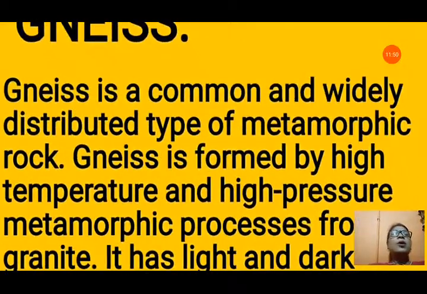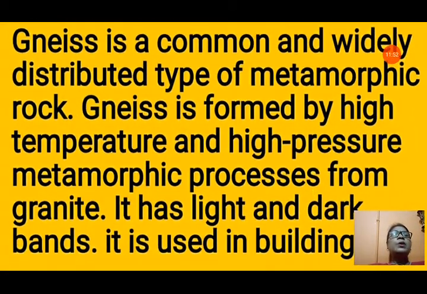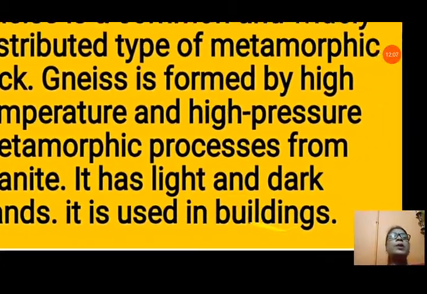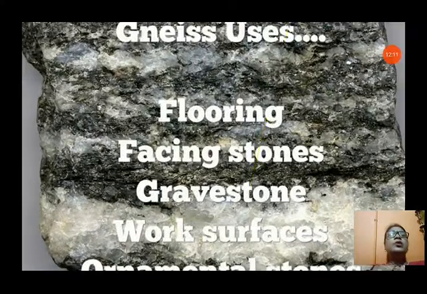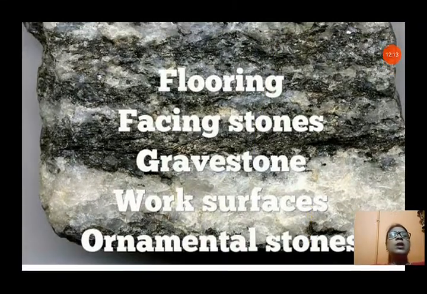Gneiss. Gneiss is a common and widely distributed type of metamorphic rock. Gneiss is formed from granite by high temperature and high pressure metamorphic processes. Granite, an igneous rock, undergoes very high pressure and temperature and changes into gneiss. It has light and dark bands. It is used for buildings. You can see it is used in buildings. Gneiss is used for flooring, facing stones, gravestones, work surfaces and ornamental stone also.